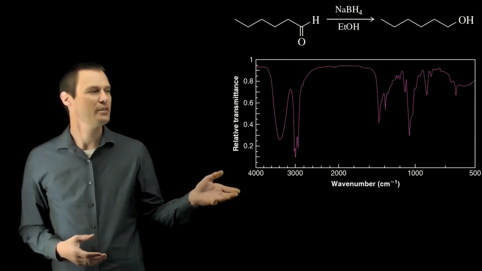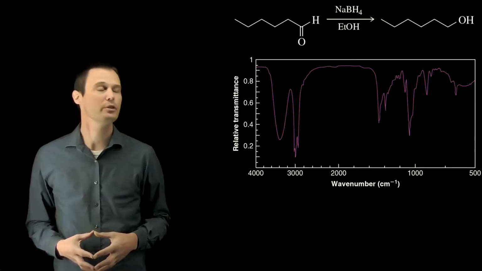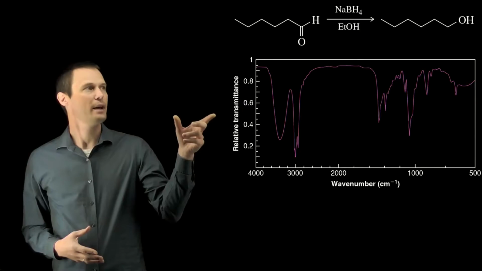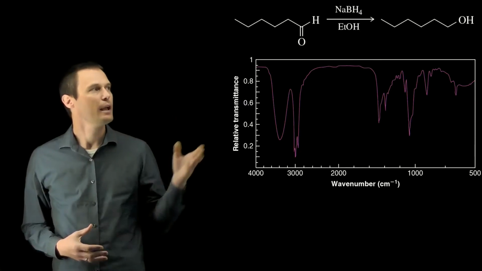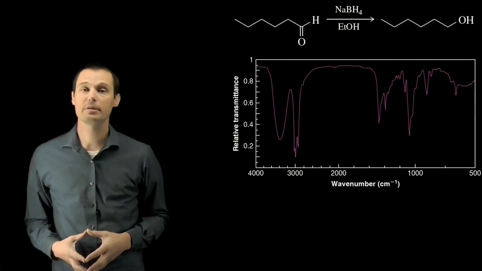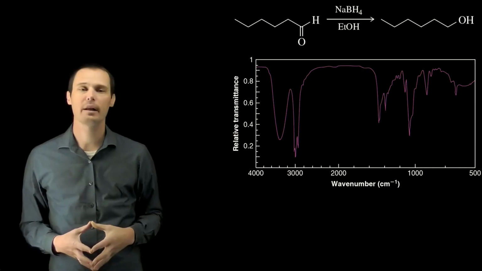This assessment asks us how this IR proves that this reaction occurs when an aldehyde is reduced with sodium borohydride to form an alcohol. The starting material, aldehyde, has a C=O double bond, and the product does not. The product has an O-H sigma bond in the alcohol, but the starting material does not. So this is how we use spectroscopy to confirm the products of reactions.